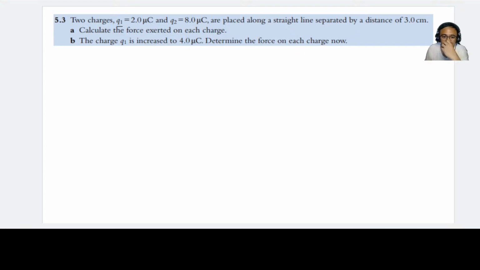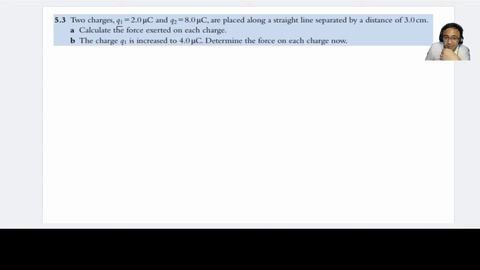Anyway, do you have an answer yet? I got 4.7 or 4.8 times 10 to the negative 9 for A. Hold on, let me just do the calculation myself. It's 8 times 10 to the negative 6, then divide that by 0.03 squared.